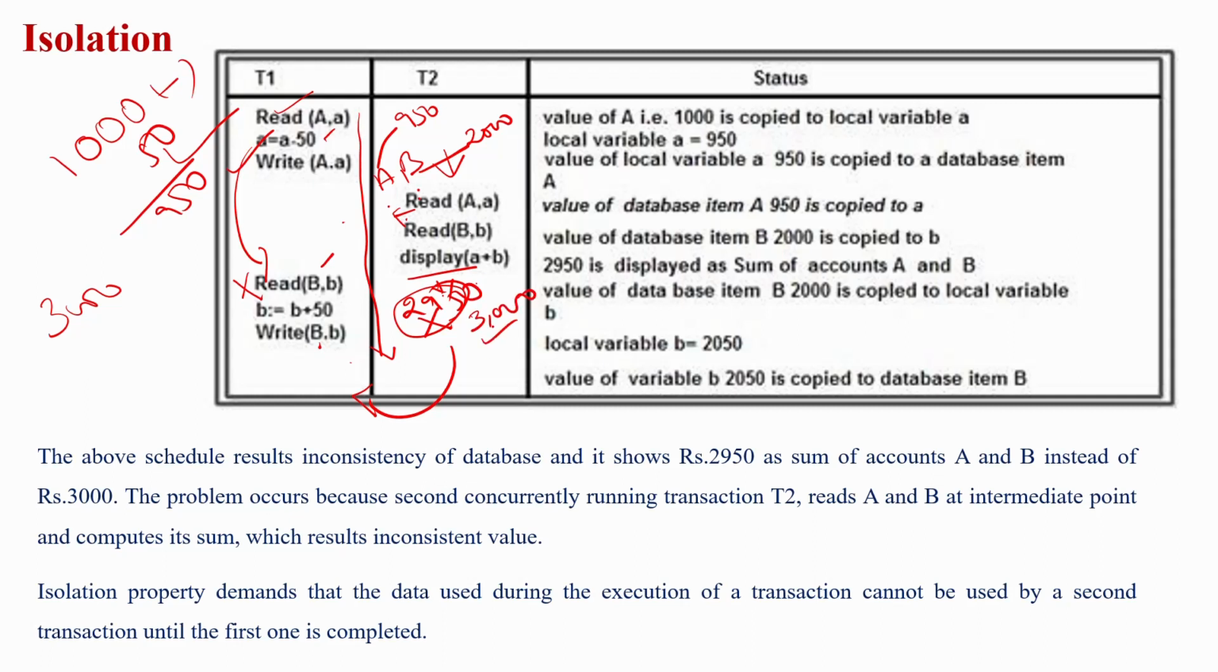This is isolation. Durability means that even after a system crash, we are able to retrieve the data from the database with the help of a recovery management component. With the help of this, we can retrieve the values even after a system crash or system failure.